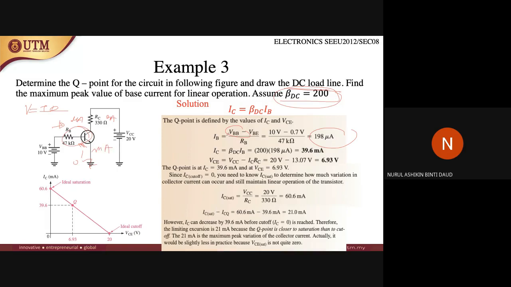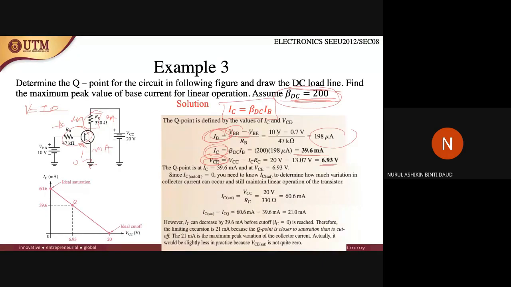Next, once you get the value of IB, you will get the value of IC too, using this formula. Since beta DC is given, you will get IC equals 39.6 milliamps. Once you get IC, you can also calculate VCE. VCE equals VCC minus the potential drop here, so you will get around 6.93 volts.